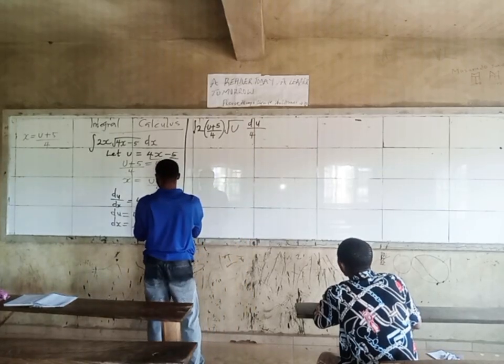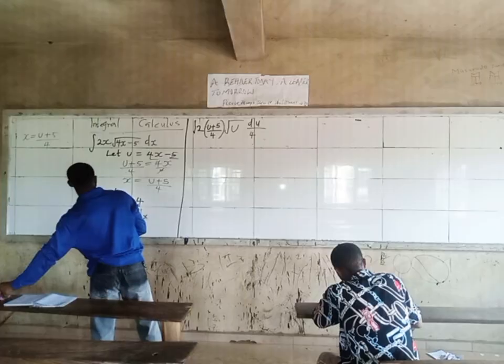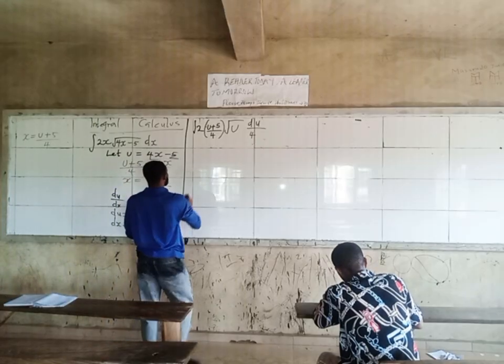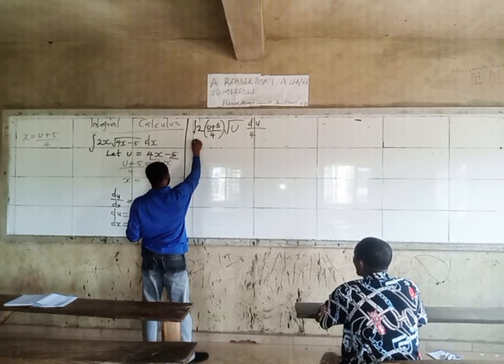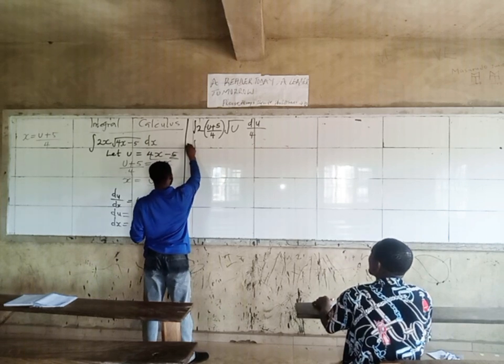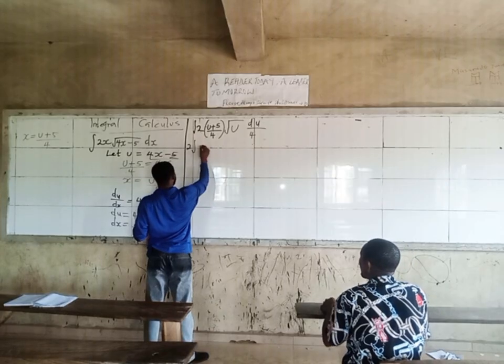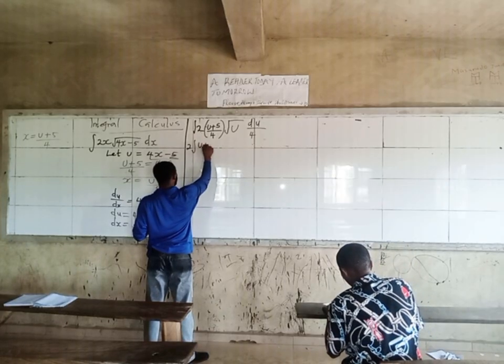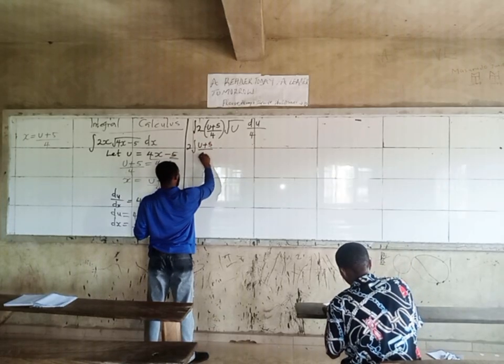The du over 4. So if that is the case, this will not be the same thing as saying integral. Okay, let me just take the 2 outside. 2 is a constant, so the 2 can go outside. So I now have u plus 5 over 4.